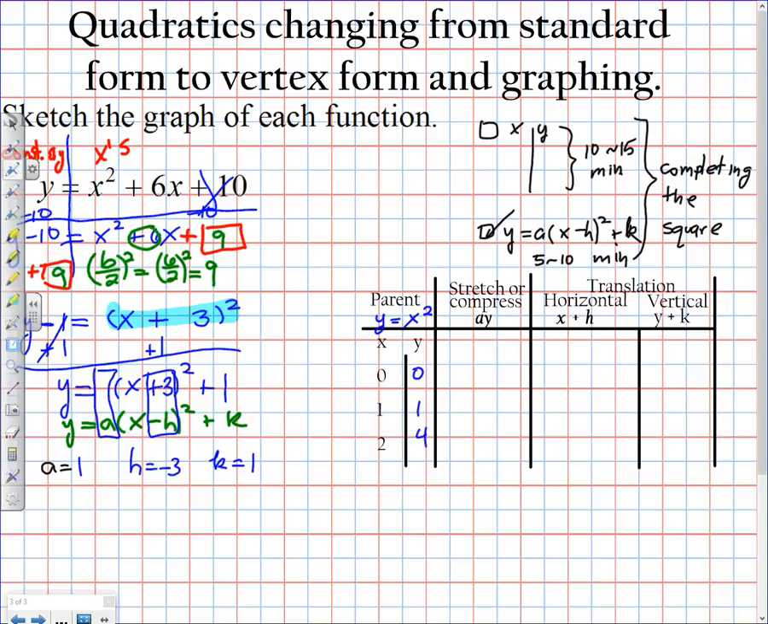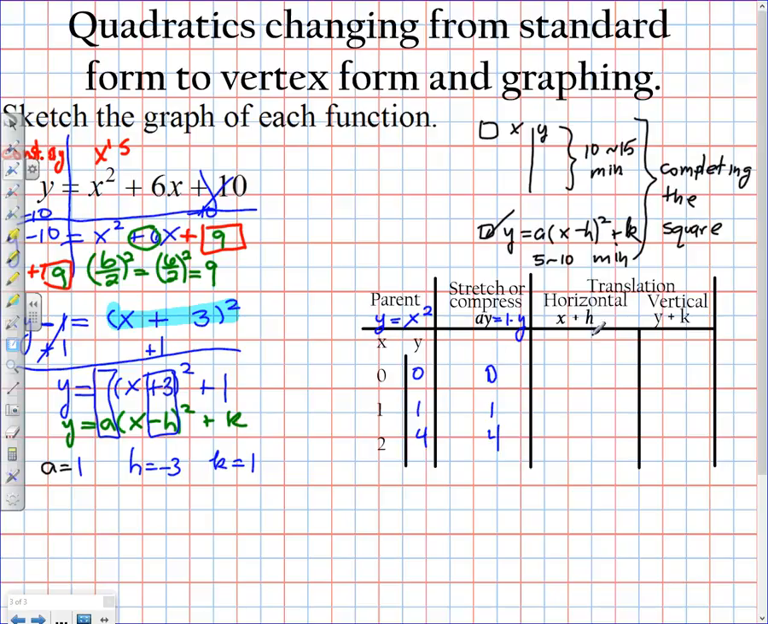Now let's do the stretch or compression. In this problem a is equal to 1. So we have 1 multiplied by y. What this is telling you is take all the y values and multiply by 1. These are the y values. So 1 multiplied by 0 will give you 0. 1 multiplied by 1 will give you 1. And 4 multiplied by 1 will give you 4. So I took all the y values and multiplied by 1. That's why I got this answer.